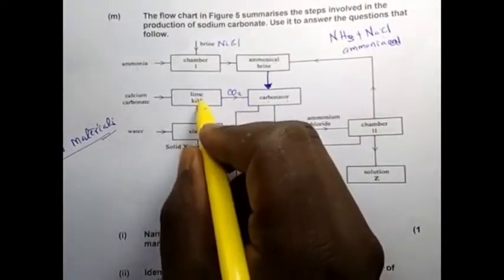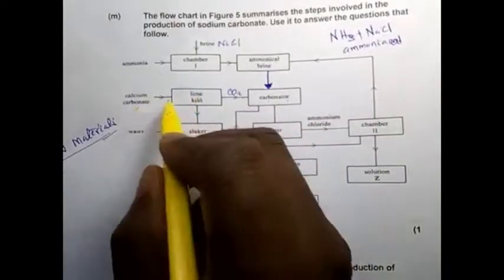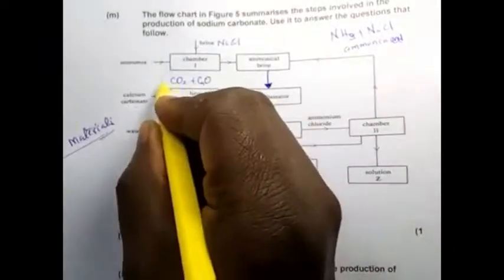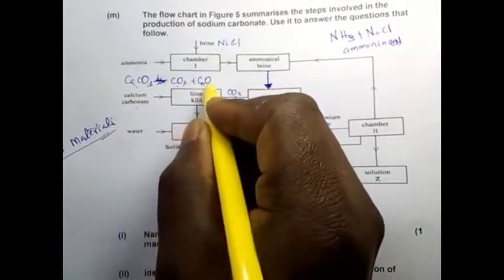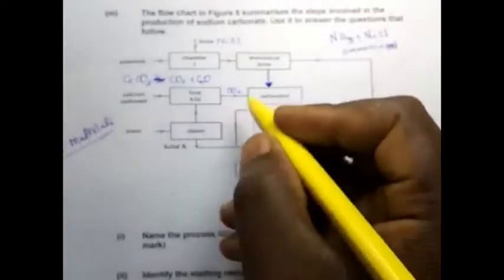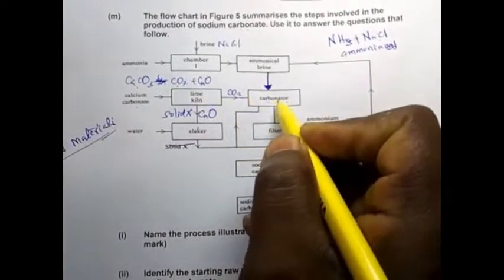What is happening in the kiln? Here, limestone, which is calcium carbonate, is being heated. When calcium carbonate is heated, it forms carbon dioxide and calcium oxide. So here, this solid is supposed to be solid X. What is coming down here, calcium oxide, enters into the carbonator.